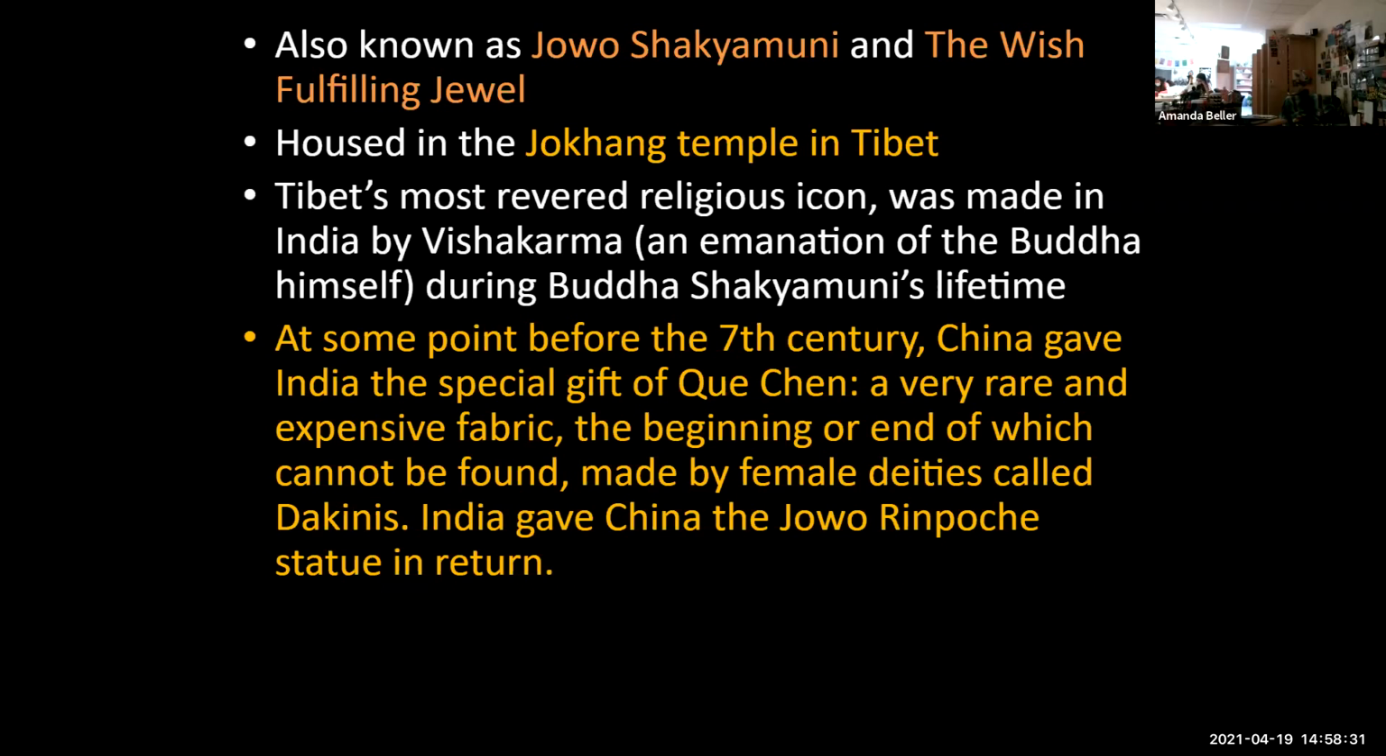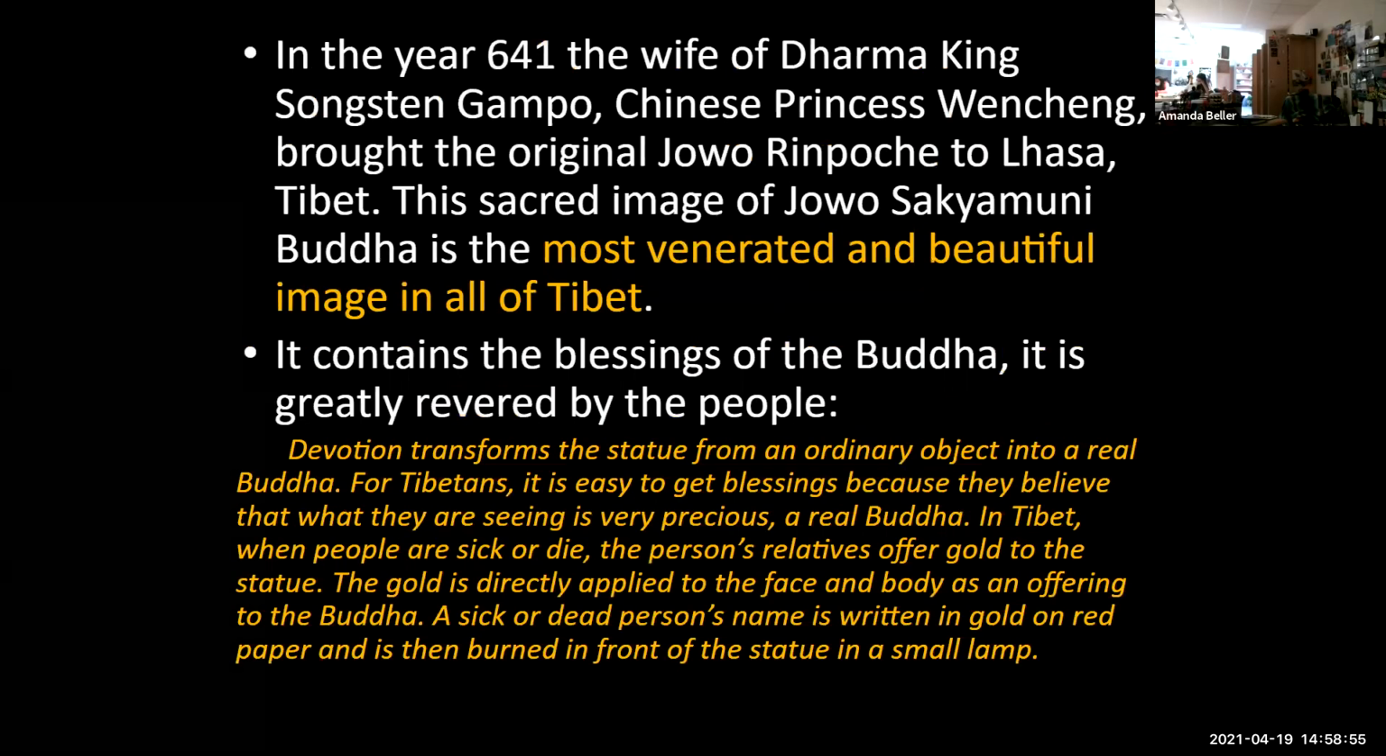So now China owns Jowo Rinpoche. Well, one of the Chinese princesses gets married to a prince in Tibet, and she takes this Buddha with her to Tibet. So it ends up in Tibet with a princess, right? As part of her wedding dowry. It's the most important image in all of Tibet. We talked about that. All right.